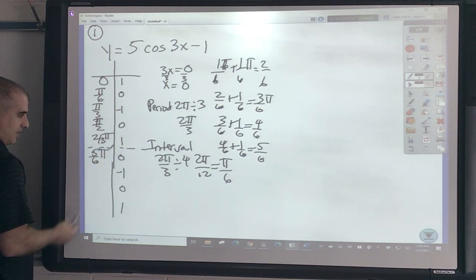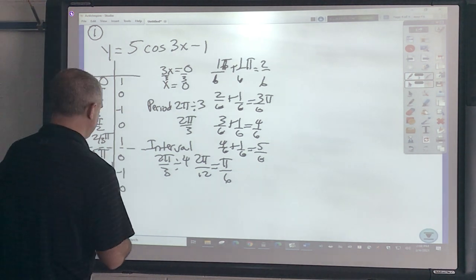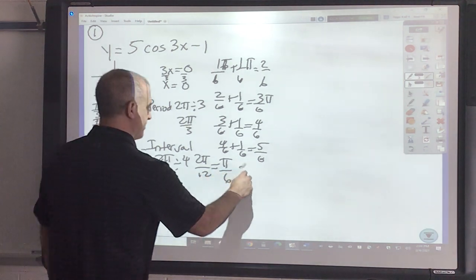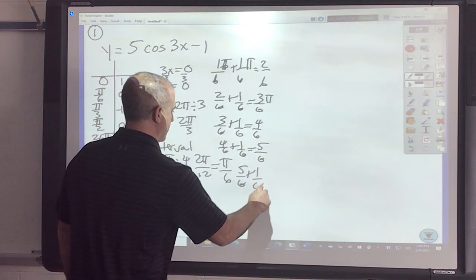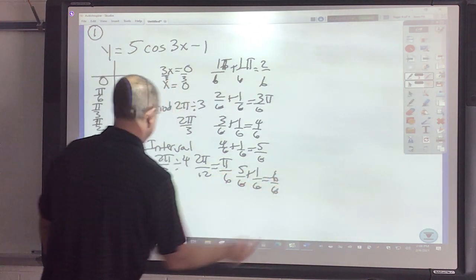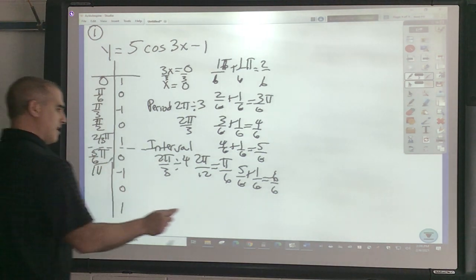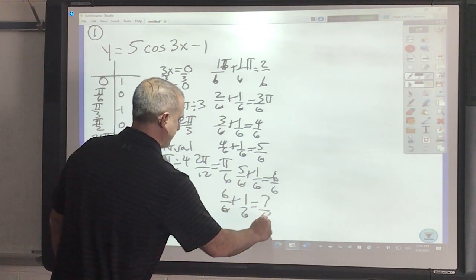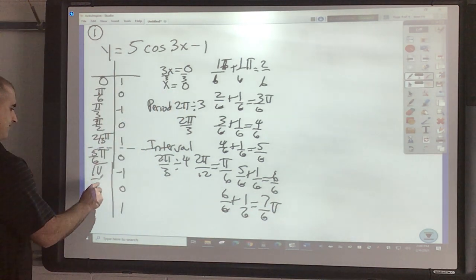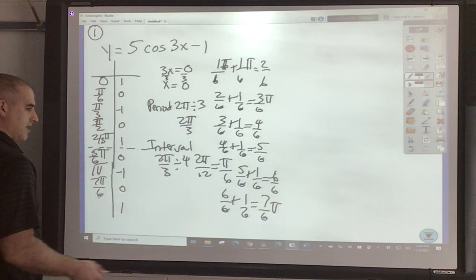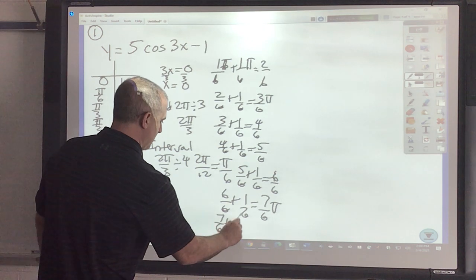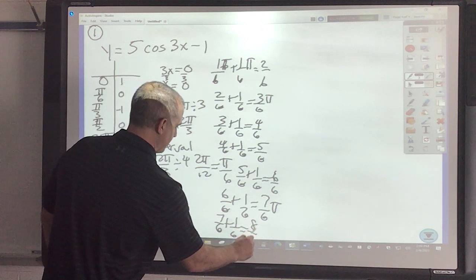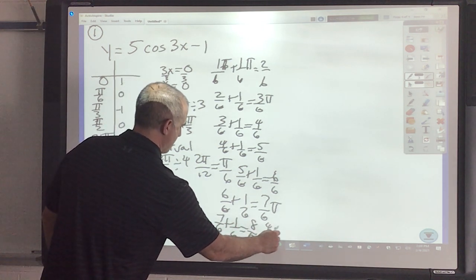Okay, then I got 5/6 plus 1/6 gives me 6/6, which gives me 1 pi. And then 6/6 plus 1/6 would give me 7/6 pi. And then 7/6 plus 1/6 gives me 8/6, so that's going to be 4/3 pi.